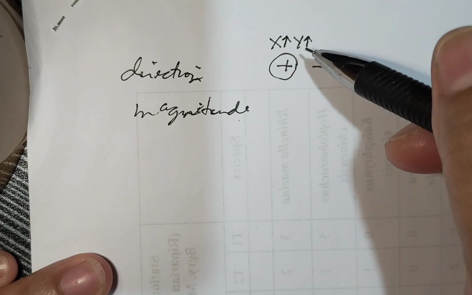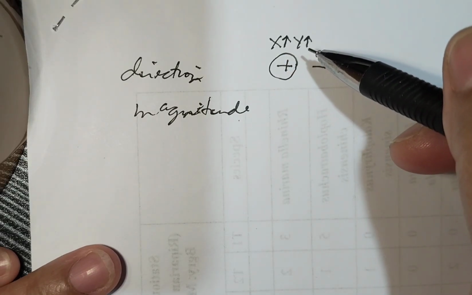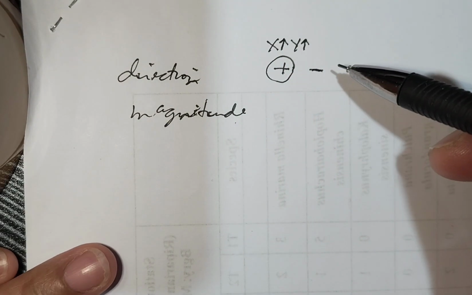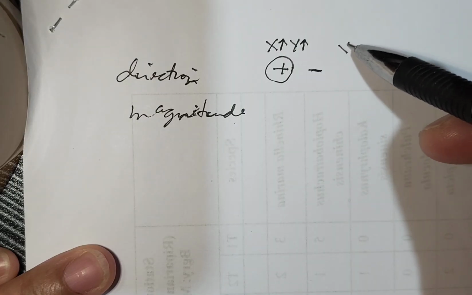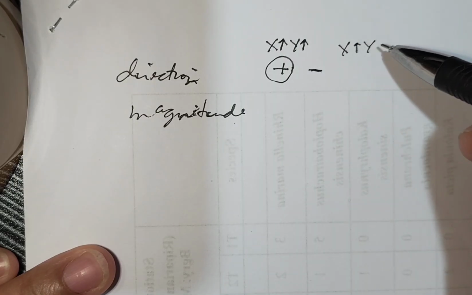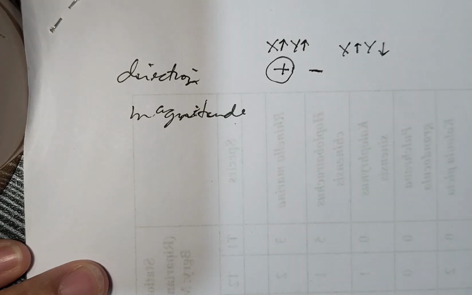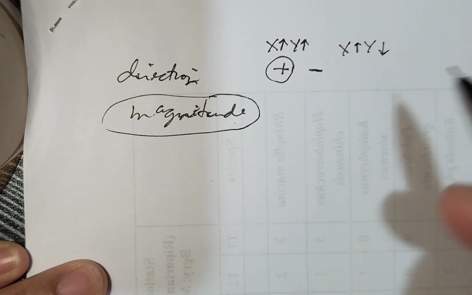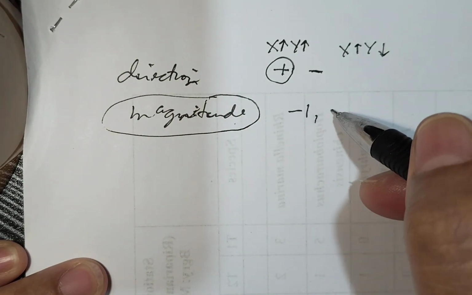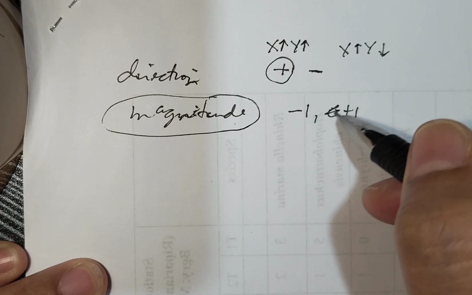Kung lumiliit yung x, your y will also decrease. Now, kung negative relationship, they have an opposite direction. So for example, if your x increases, your y decreases, or the other way around. Ganon, no? As to the magnitude, it would be a value ranging from negative 1 to positive 1.